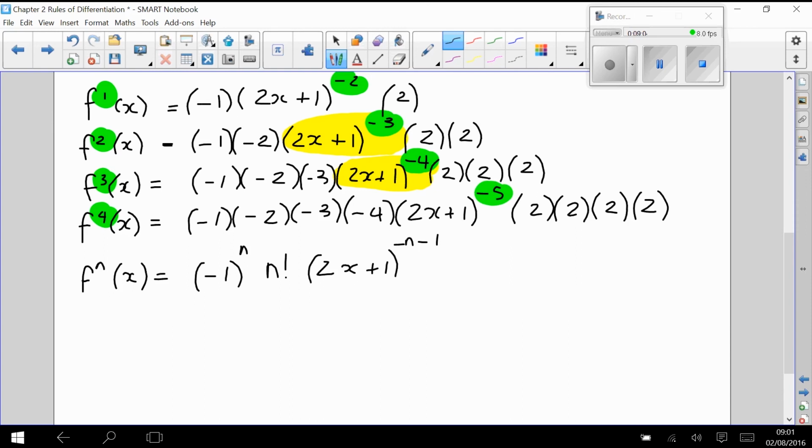I'm almost there. The last thing I need to do is find out how many 2's I've got. When I had my first derivative, I had one 2. When I had my second derivative, I had two 2's. For my third derivative, I had three 2's. And for my fourth derivative, I had four 2 factors. So it stands to reason, for my nth derivative, I'm going to have n 2 factors. What I've done here is I've given an expression for finding any derivative of this function f of x.